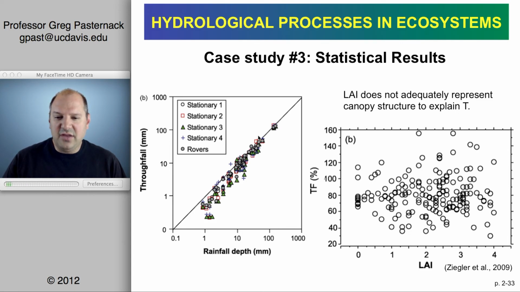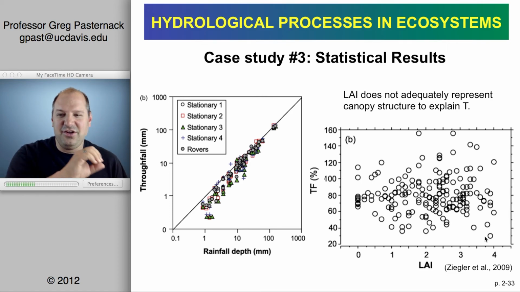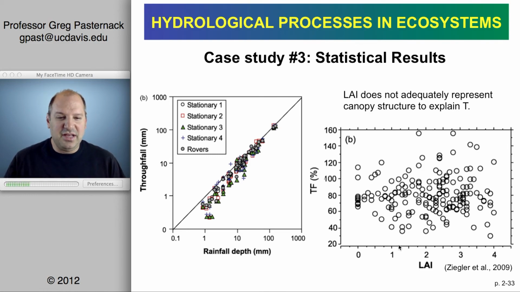So on the left, here's a tight response. On the right, you could just call this a shotgun. It's like someone sneezed all over the screen here, and you just have points everywhere, and there doesn't seem to be any relation. So having no leaves at all, you could have a throughfall of 65% to 115%.